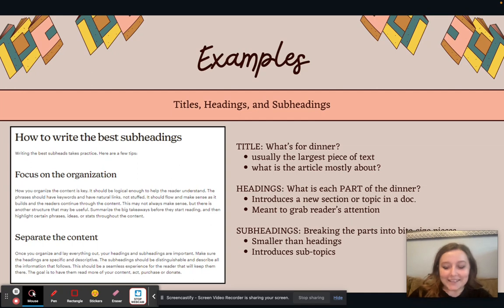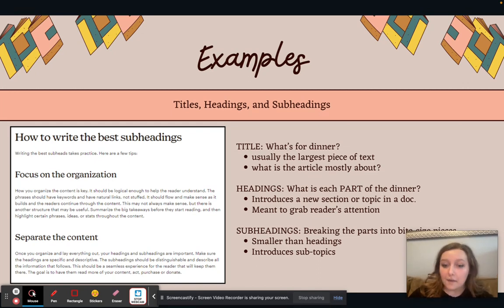Now, I want to give you some examples of the most common text features. You probably already know what a title is, hopefully. But the title sort of tells you what's on the menu, right? If we're doing a metaphor with dinner, your title tells you what's for dinner. Like we're having meatloaf or we're having a classic American dinner. Your headings get a little more specific. They're going to break the dinner into pieces. You're having meatloaf and then you're having corn and then you're having green beans. When we go outside the metaphor, our headings like to introduce new sections or topics. They're meant to grab a reader's attention so you can skim, right?